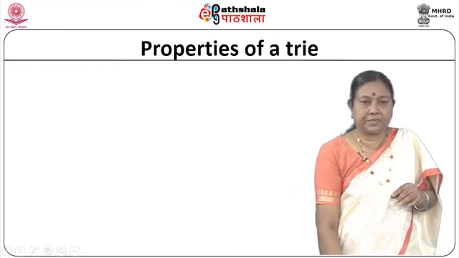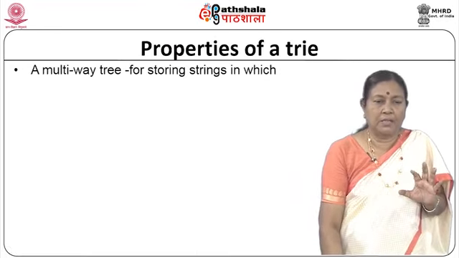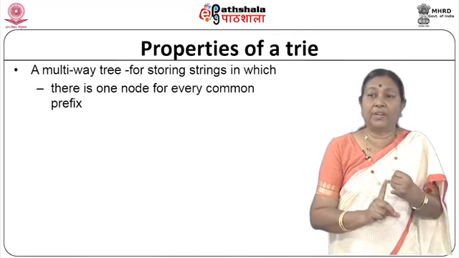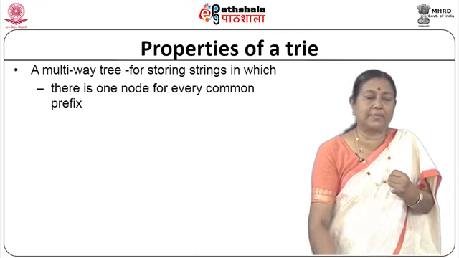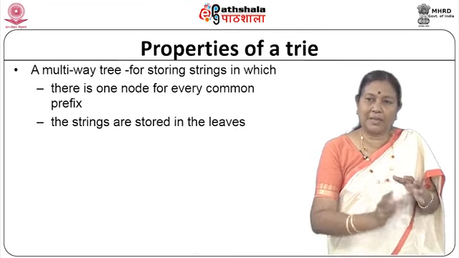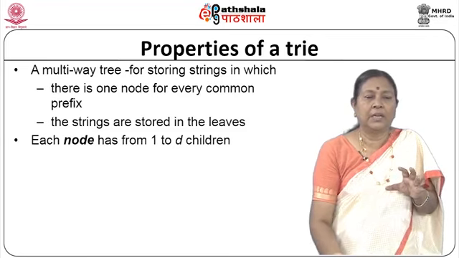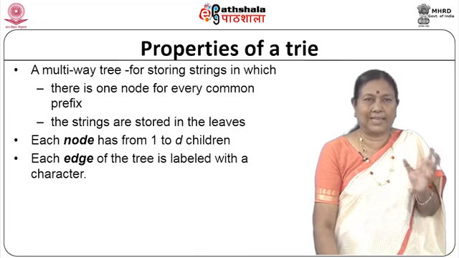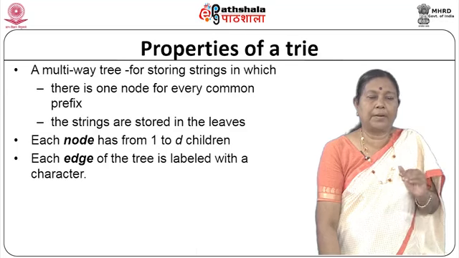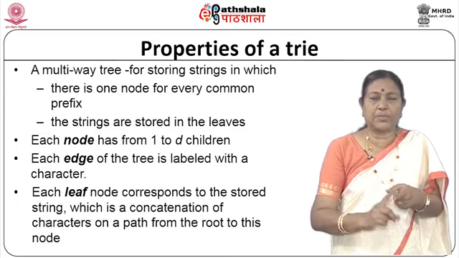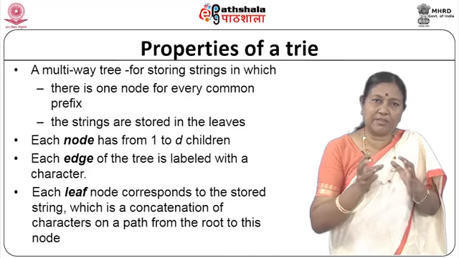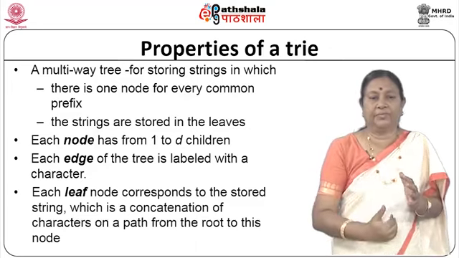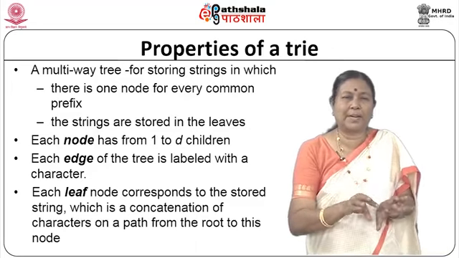Now, let us look at the properties of a trie. It is a multi-way tree for storing strings in which there is one node for every common prefix, and the actual strings are stored in the leaves. Each node has 1 to D children. What is D? D is the size of the alphabet. Each edge of the tree is labeled with one character, and each leaf node corresponds to the stored string, which is a concatenation of all the characters on the path from the root to the leaf.